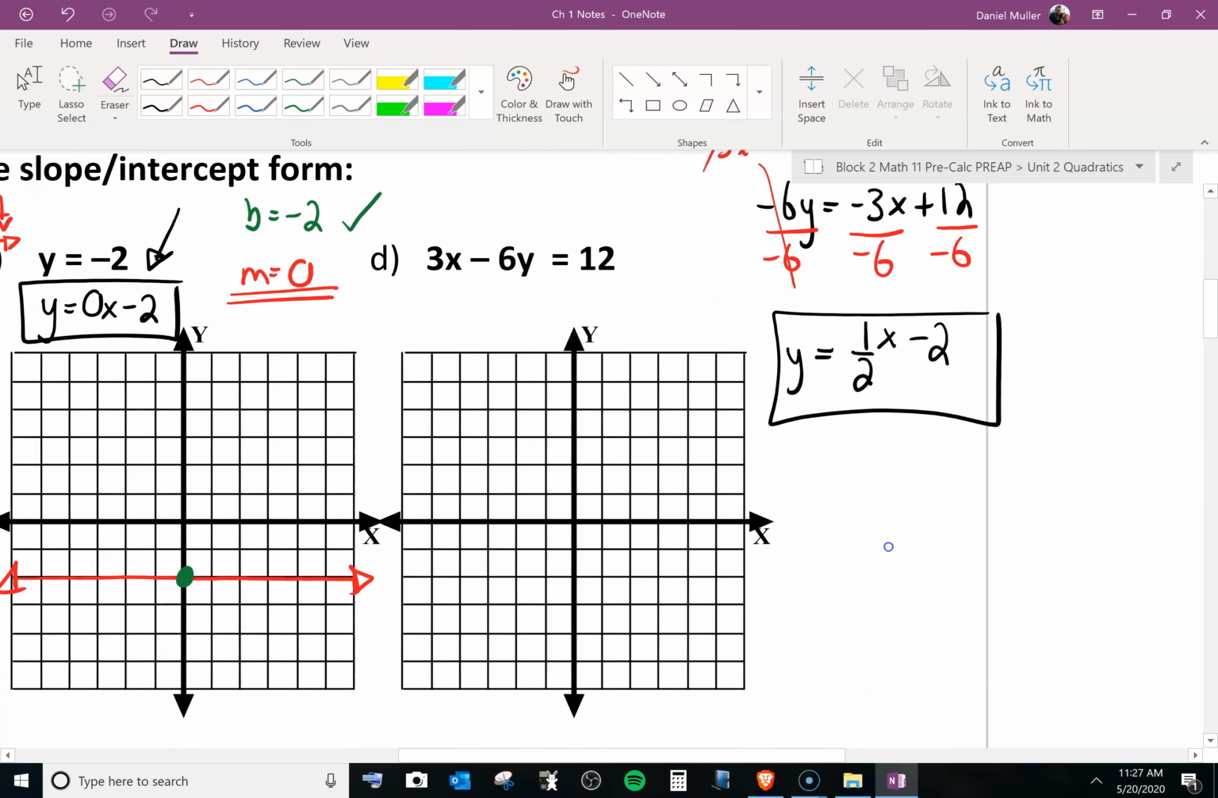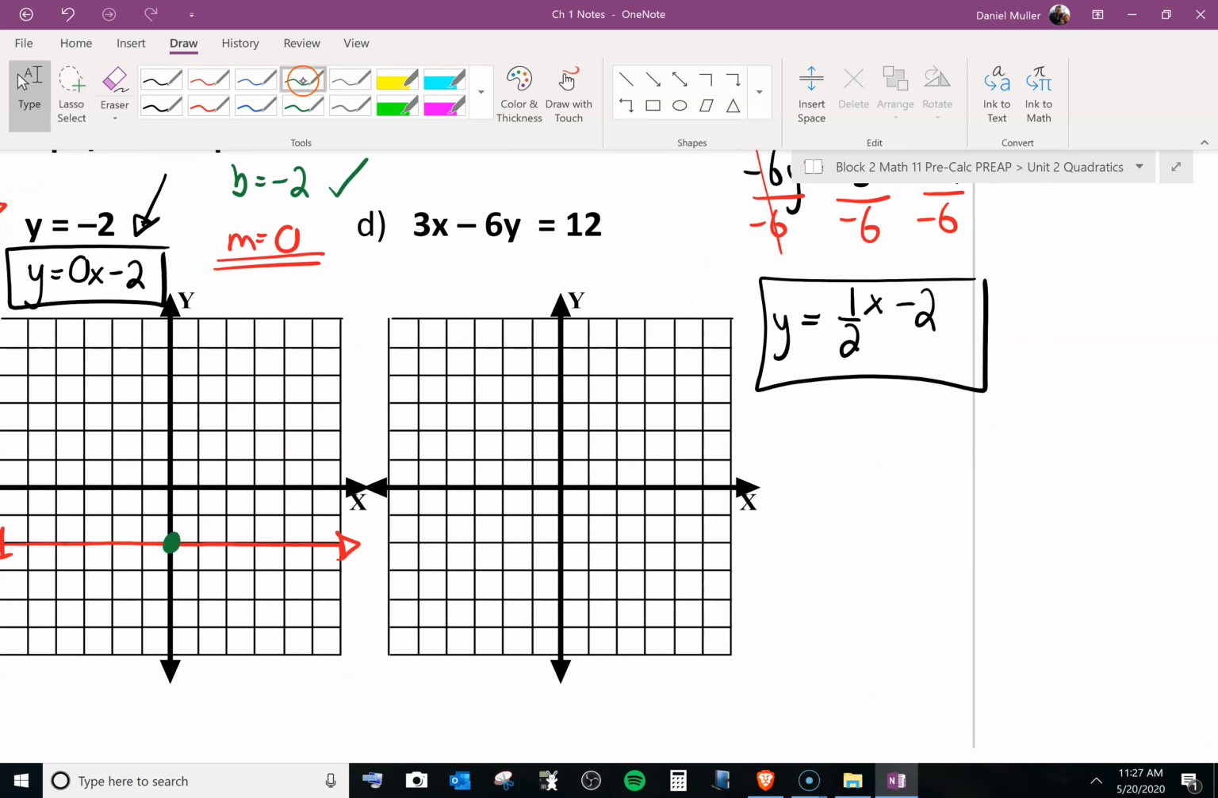Okay, so I need to graph this. So our b value is negative 2. 1, 2, so there's negative 2 on our y-axis. And our slope is 1 over 2. Now that's rise over run. And they're both positive, so a positive rise would be up, and a positive run would be right.